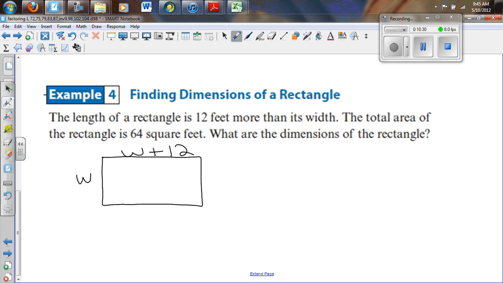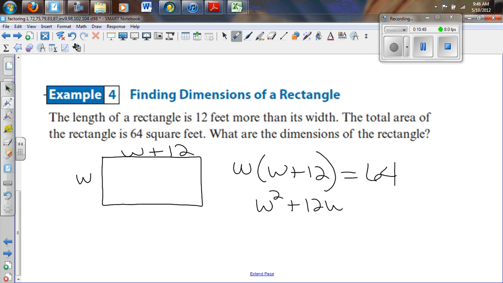So for the total area, we need to find the area of this thing. How do you find the area of any rectangle? Multiply its length times its width. And that equals the area that they gave us of 64 square feet. I'm going to do some distributive property here: W squared plus 12W. And then I'm going to leave my space, and that equals 64 plus something.